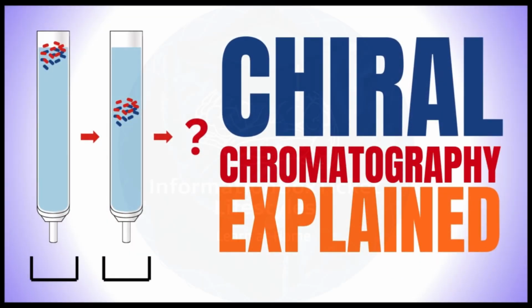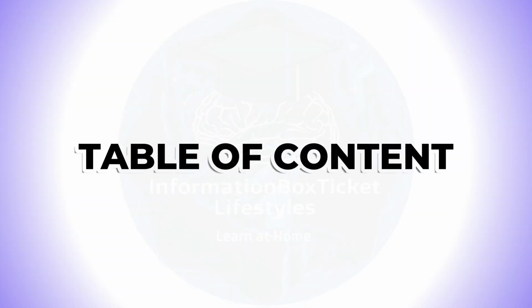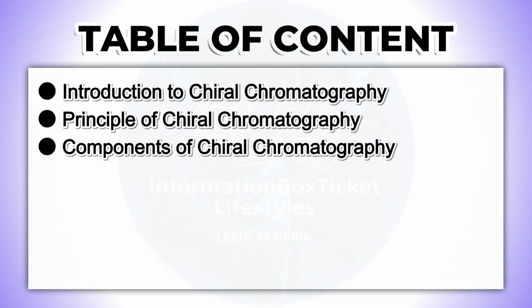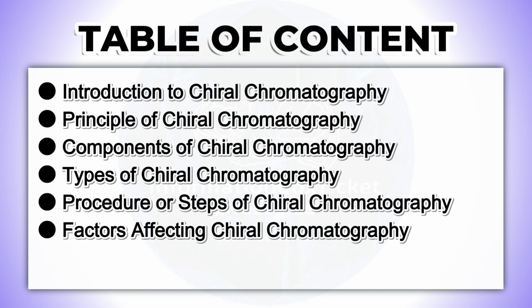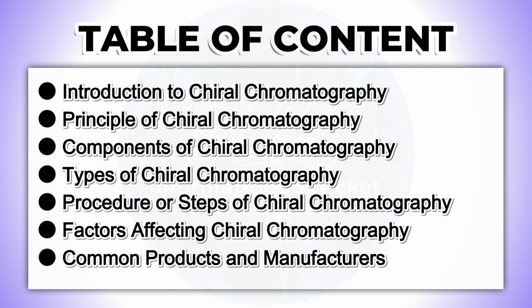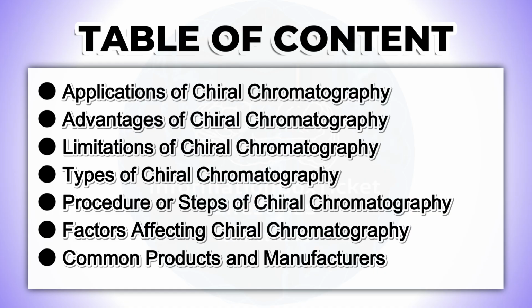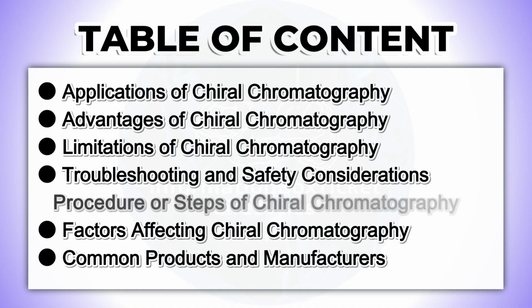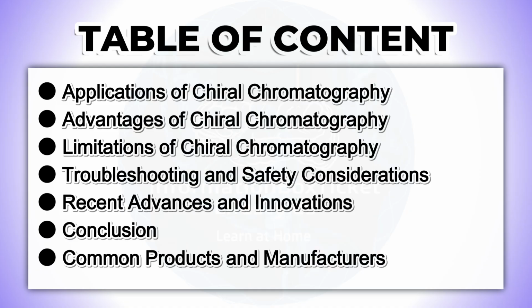Chiral Chromatography explained. Table of Contents. Introduction, Principle, Components, Types, Procedure or Steps, Factors affecting chiral chromatography, Common products and manufacturers of chiral chromatography, Applications, Advantages, Limitations, Troubleshooting and Safety Considerations, Recent Advances and Innovations, Conclusion.